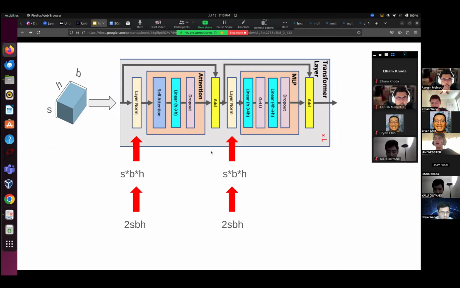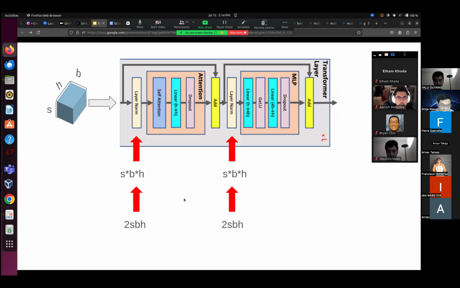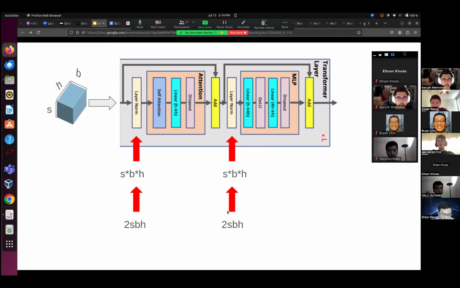Also, at any time, if you have a question, please feel free to unmute yourselves and let it rip. So the layer normalization is going to require 2SBH, and as a reminder, S, B, H are the dimensions of your matrix, how many elements are going to be inside the input. And you're going to need to store that many bytes worth of information.